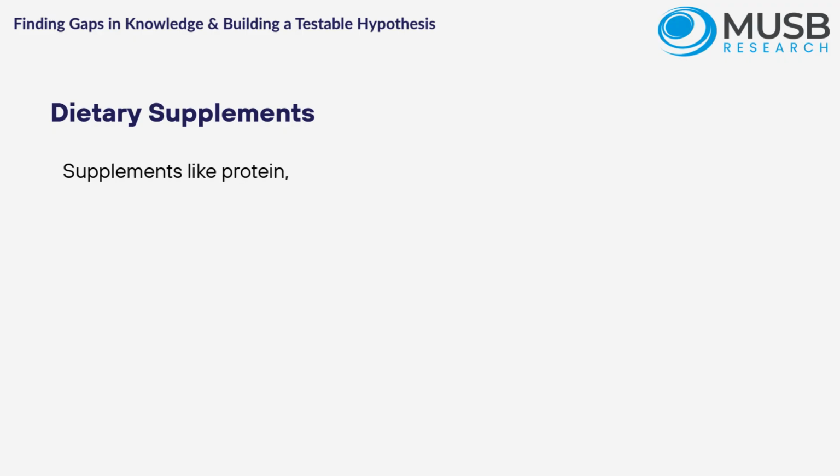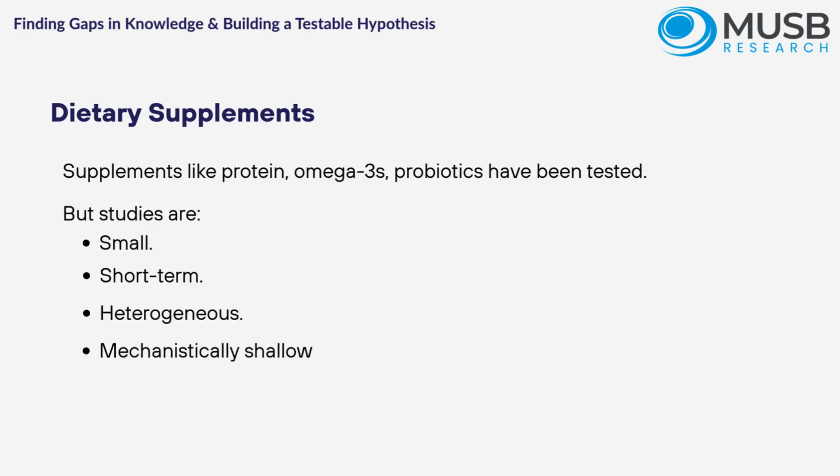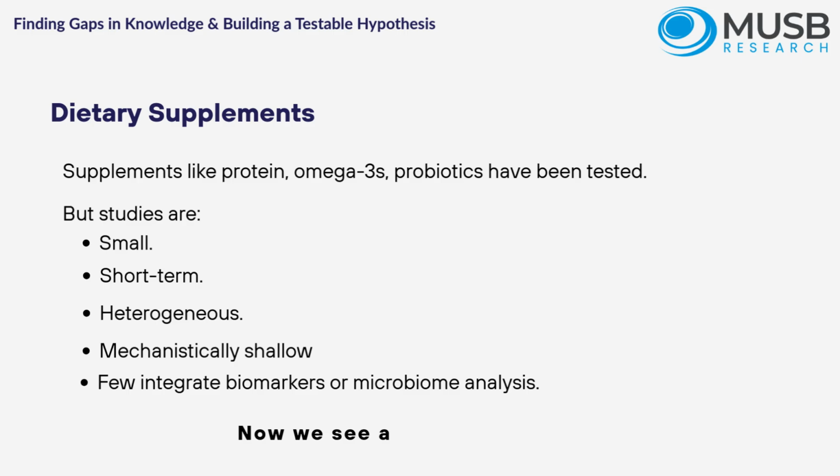Nutritional supplements such as protein, omega-3 fatty acids, and probiotics have already been studied in cancer care. But when you look closely at the evidence, the limitations become clear. Many studies are small, most are short-term, the patient populations are heterogeneous, and the mechanistic insights are often shallow. Very few trials integrate biomarker analysis. Even fewer examine the microbiome alongside clinical outcomes. Now the gap becomes specific. Not whether supplements work, but how they work, in whom, and with what measurable biological impact.